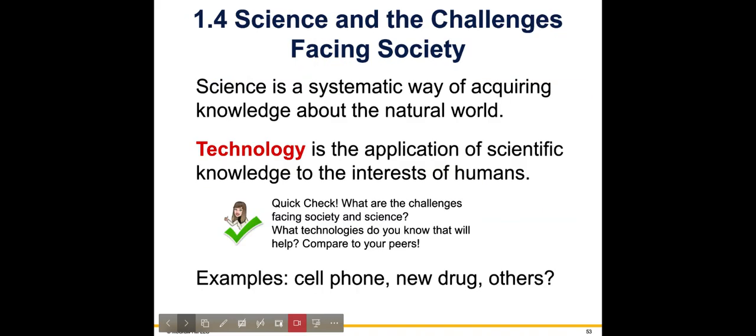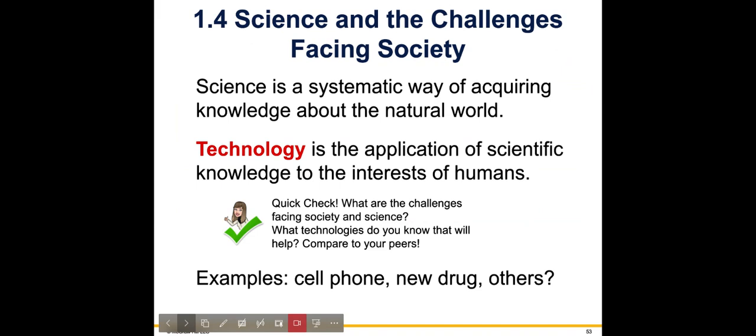So if we take a look, science is this systematic way of getting knowledge about the world, right? We use the scientific method to do so. And technology is that application of that scientific knowledge. And it's going to focus on what humans are interested in doing with that knowledge. So some examples of technologies might be cell phones or new medications.